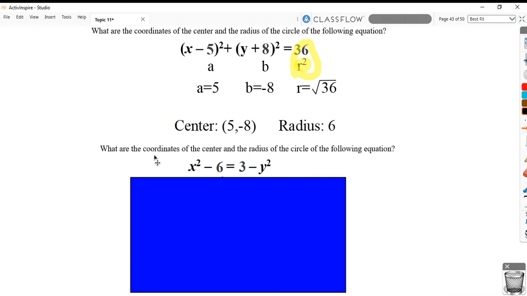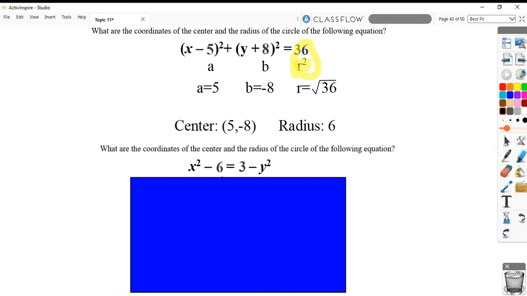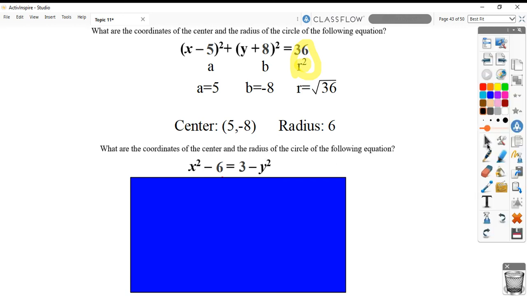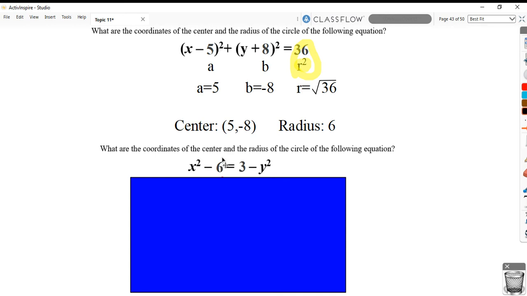All right, going on to this last question. It's asking the exact same thing. What are the coordinates of the center? What is the radius of this circle? Now, we run into a problem here because you can tell this equation here and this equation here do not look alike.